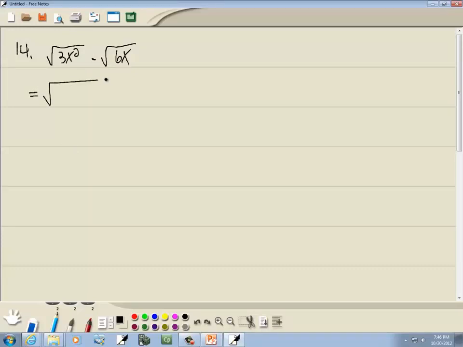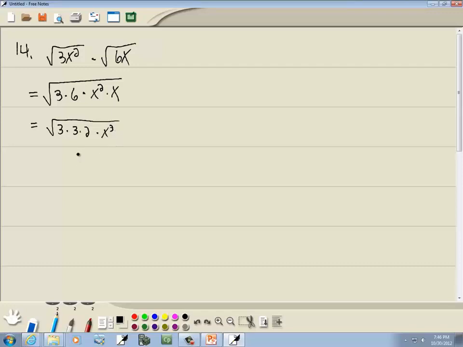Well, the indexes are the same. We're multiplying these together, so we'll multiply what's underneath them. And I'll put the numbers together, so I got 3 times 6, and I'll put the x's together, so x squared times x. Well, 6 is 3 times 2, and x squared times x gives us x to the third.